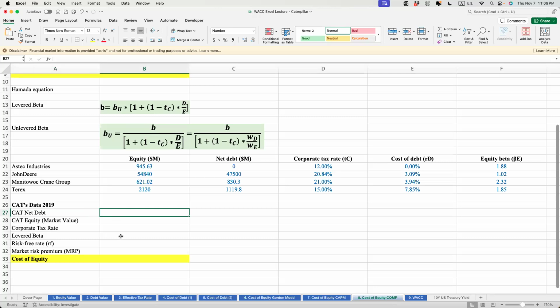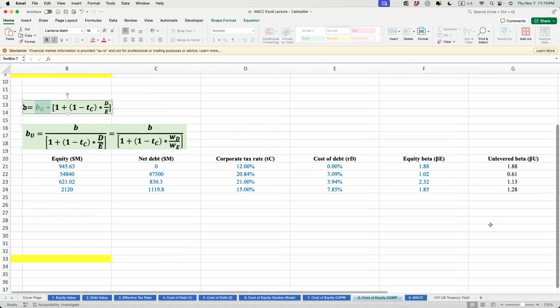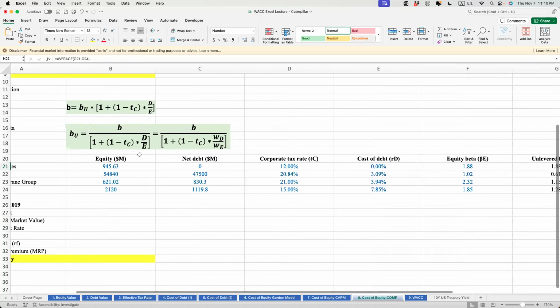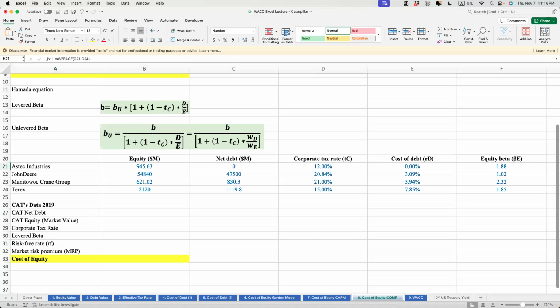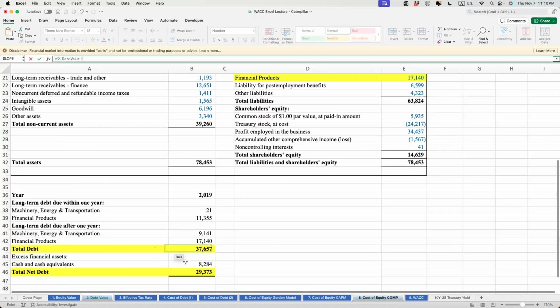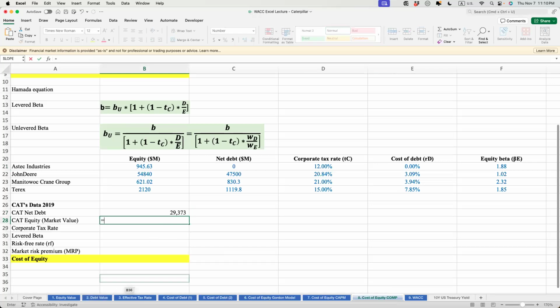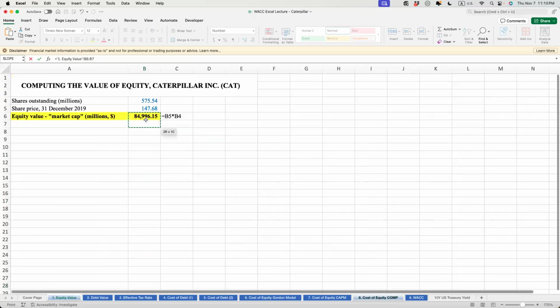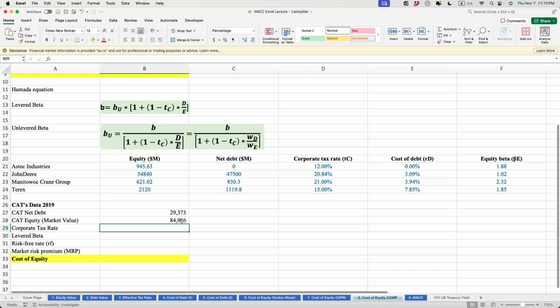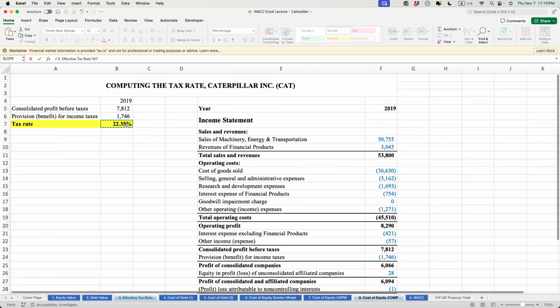So then let's get started. How are we going to re-lever the beta? This will be the formula you're going to use. You use this unlevered beta, which is the average industry unlevered beta, and multiply it by 1 plus (1 minus Caterpillar's tax rate) multiplied by the net debt value divided by equity value for Caterpillar. Let's start linking: net debt comes from your debt schedule or debt values. This will be the net debt. And the equity value is equal to the equity value from your first tab. Corporate tax comes from your corporate tax tab.